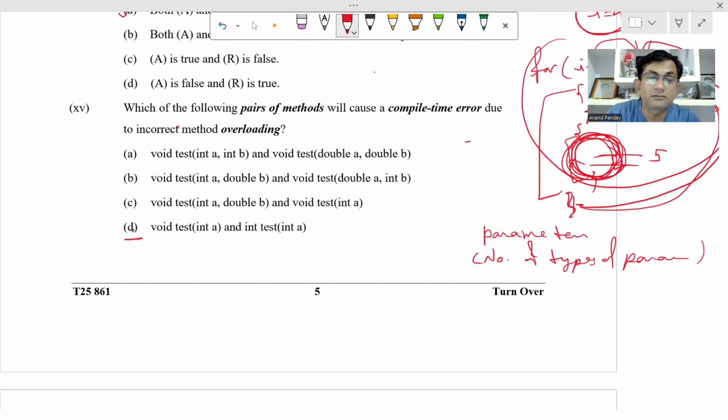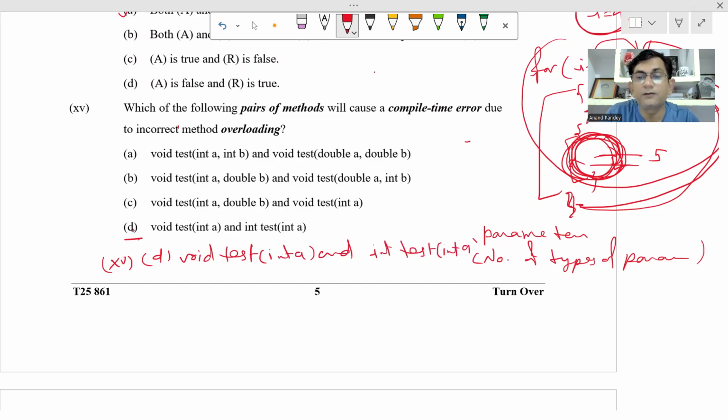ठीक है, तो ध्यान देना, the answer of this question is D: void test(int a) and int test(int a). If any confusion, you can ask.